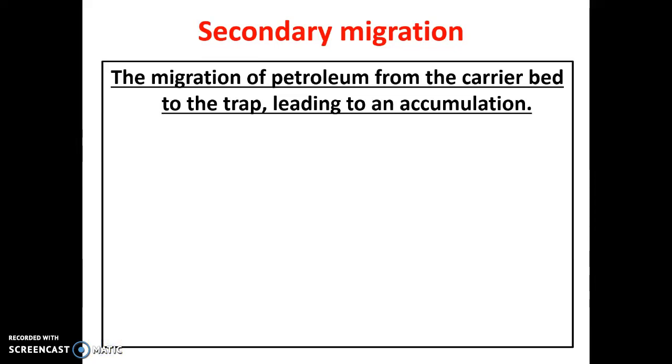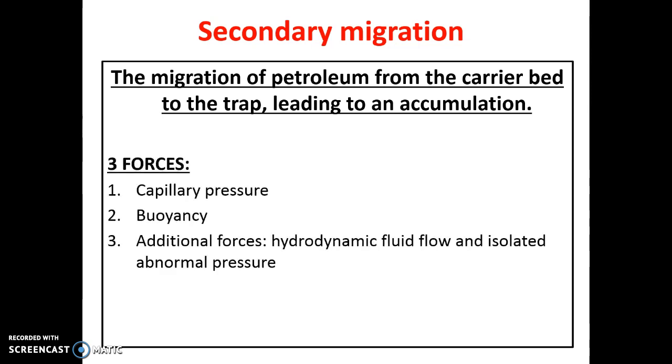Alright, next mechanism is the secondary migration, which takes place from the carrier beds to the trap, leading to the accumulations in the reservoir rock. Okay, so for secondary migration to occur, we need three forces, right? So there are three forces involved: capillary pressure, buoyancy forces, and also additional forces of hydrodynamic flow fluids and isolated abnormal pressure.